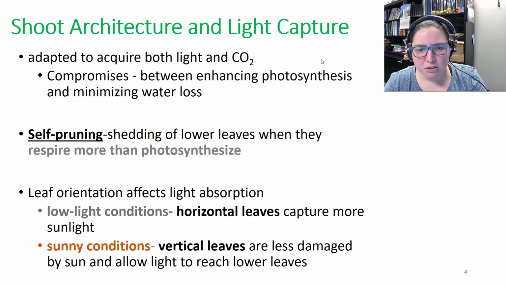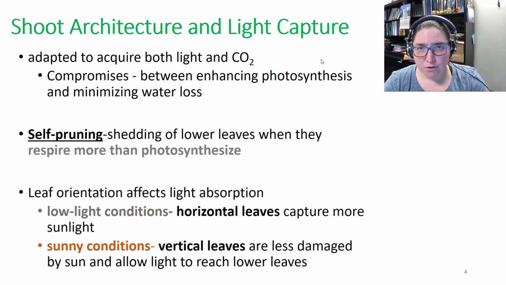Leaf orientation also affects light absorption. In low light conditions, plants tend to have horizontal leaves because those horizontal leaves can capture more sunlight. In higher light conditions, they're going to have more vertical leaves because those vertical leaves are less damaged by sun, and it allows light to reach the lower leaves as well. I always think of a prairie when I think of vertical leaves, because grass has vertical leaves. Although I guess it wouldn't have to be a prairie. It could be your lawn too.